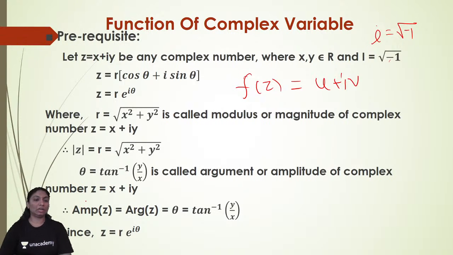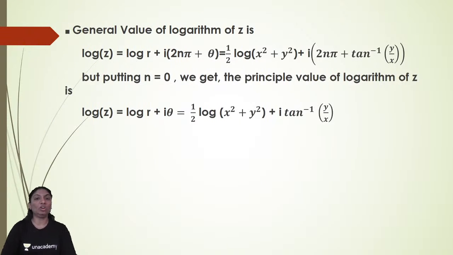Now for the complex number z is equal to x plus iy, the amplitude of z, which is the argument of z, is equal to theta, which is equal to tan inverse of y by x. Since z is equal to r e raised to i theta, you will get the general value of the logarithm of z: log z is equal to log r plus i into 2n pi plus theta, where log r is 1 by 2 into log of x square plus y square.